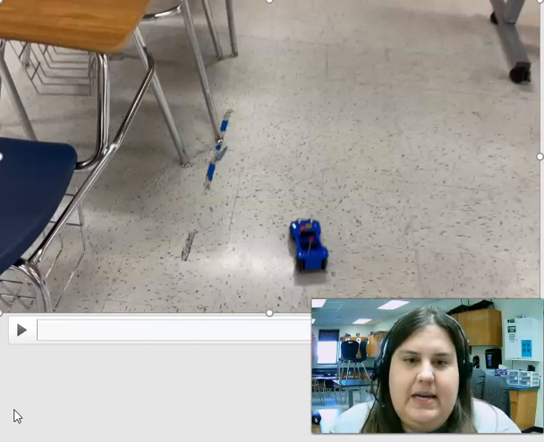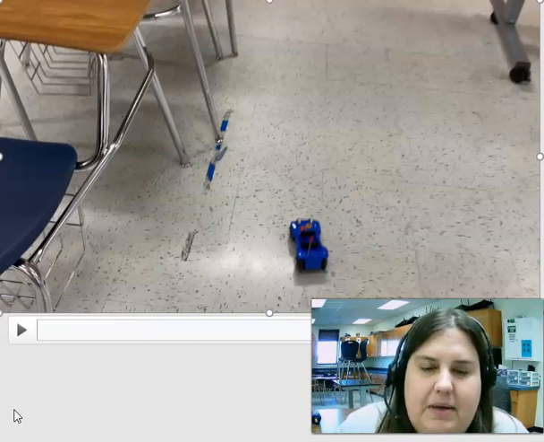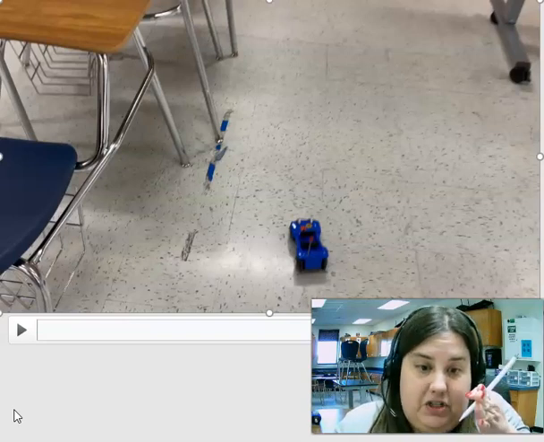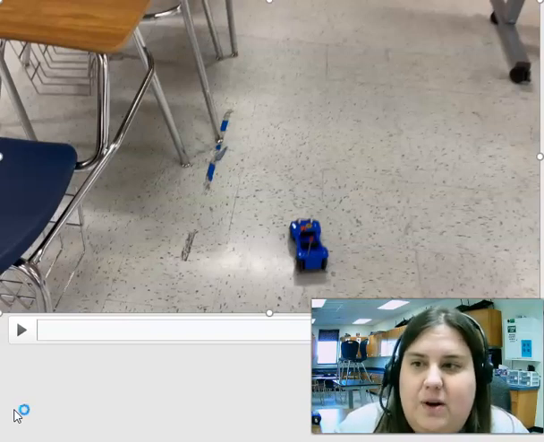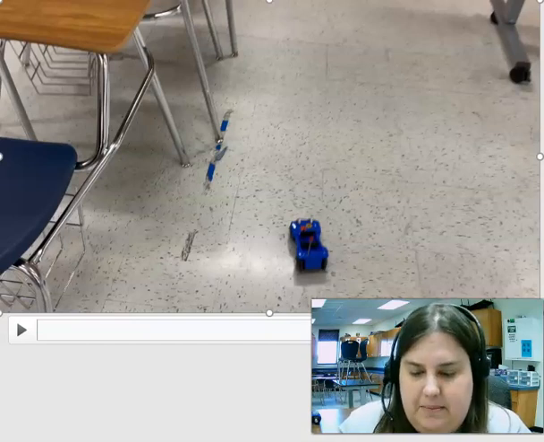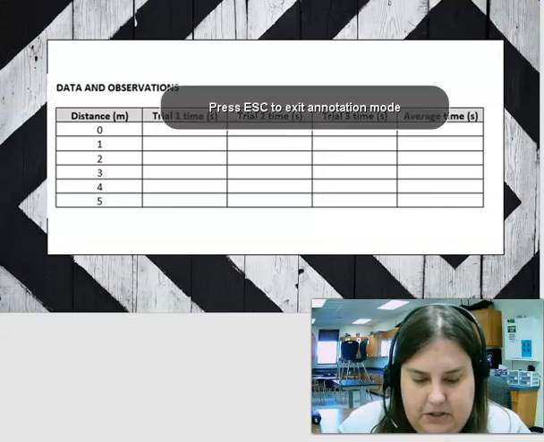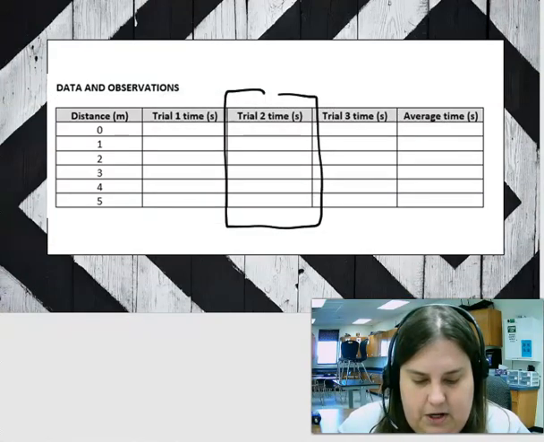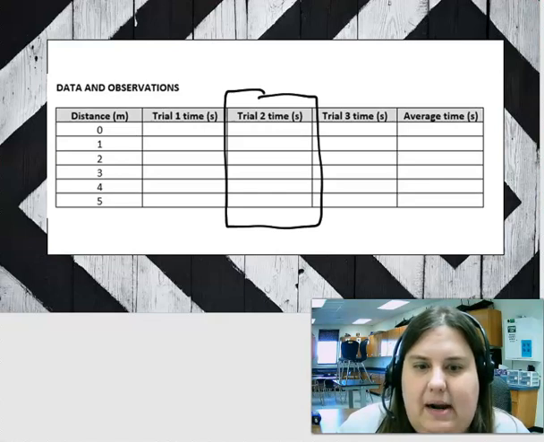This is very common with our constant velocity cars. It's very hard to keep it on a straight path, and so that is one of the reasons why we do 3 trials versus just one, because we are going to slightly have different numbers, and so we want to have an average to get the best data possible. And so you're going to record your data right here on trial 2.